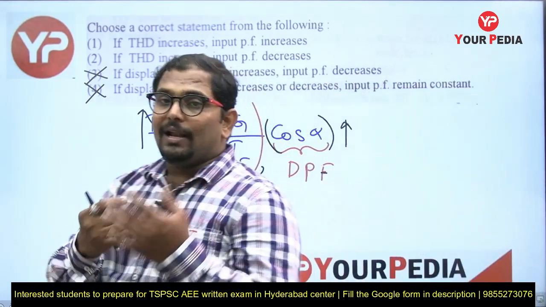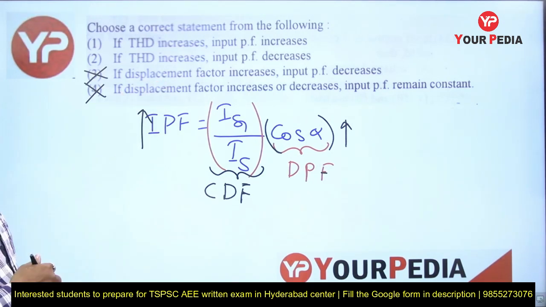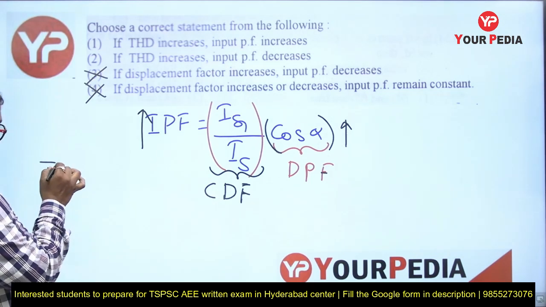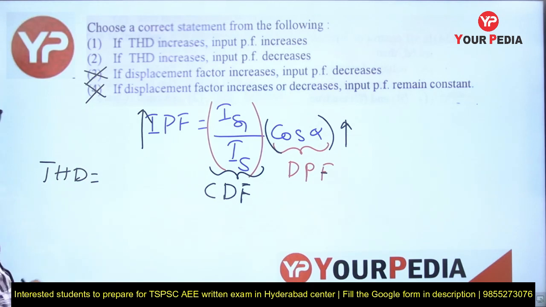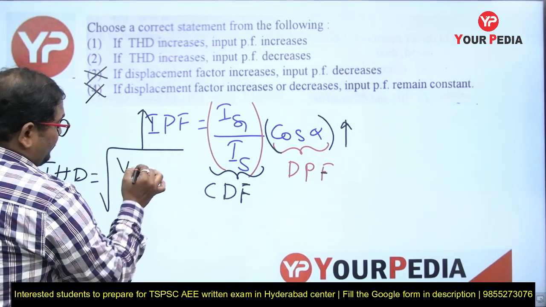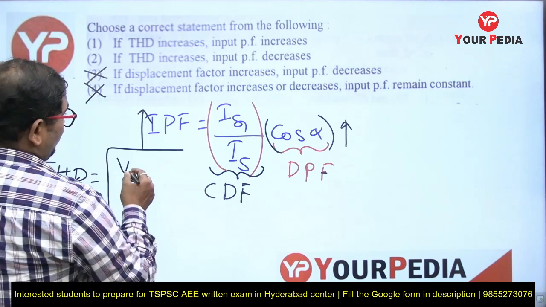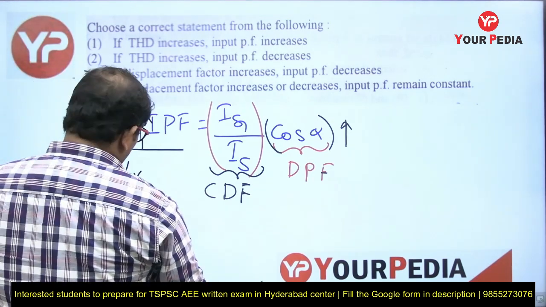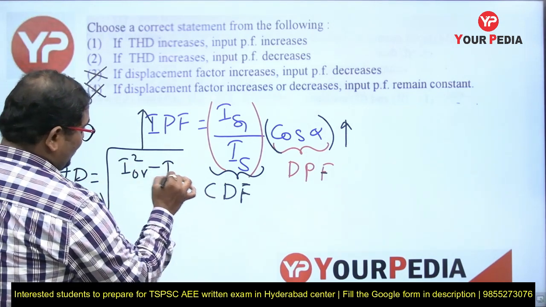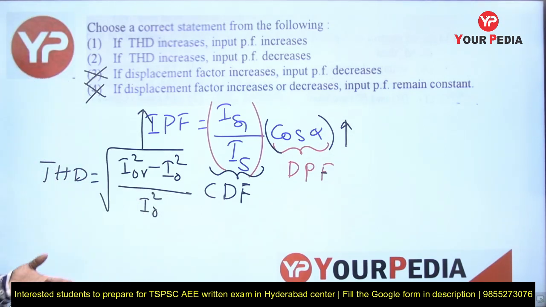Now what we'll do is, let us write the relation between THD and which one? Input power factor. Now how will we write the relation between THD and input power factor? What is THD? Square root of VOR square, or you can write IOR square also, no problem. IOR square minus IO square divided by IO square. So this is the THD relation.